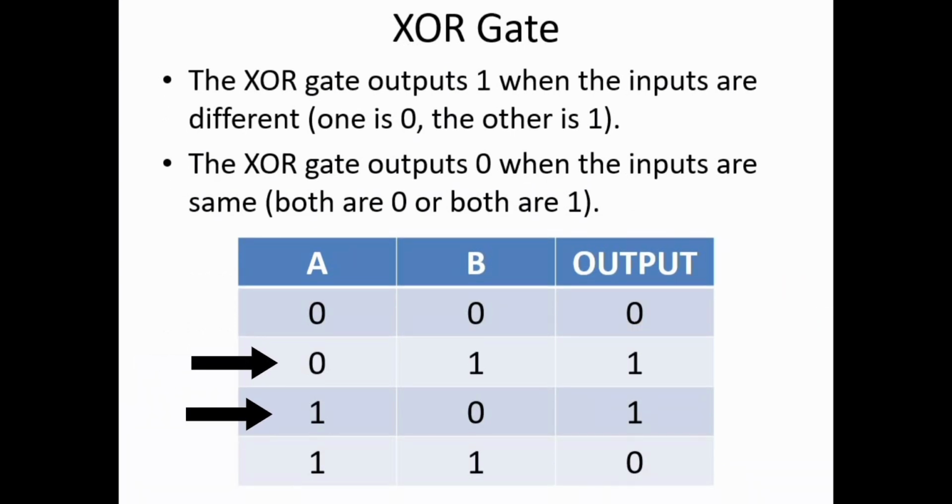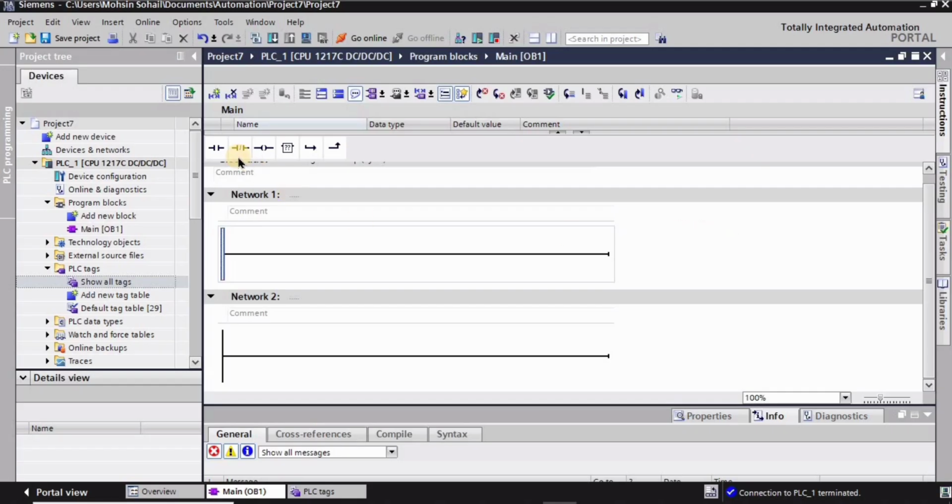For example, for the combinations of 0 and 1, and 1 and 0, the exclusive OR gate will output 1. But if the inputs are the same, for example 0 and 0, or 1 and 1, in this case the output of the exclusive OR gate will be 0. Now let's verify it in the TIA Portal software.